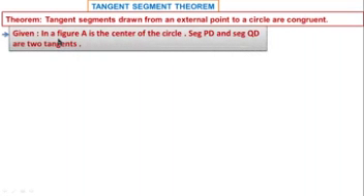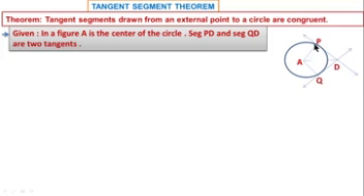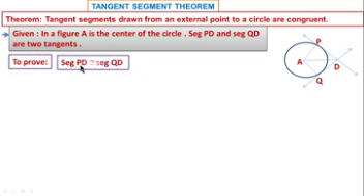What is given to us? In the figure, A is the center of the circle, segment PD and segment QD are two tangents to the circle. To prove: segment PD is congruent to segment QD.